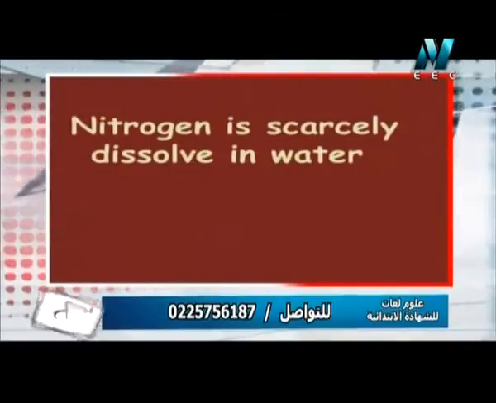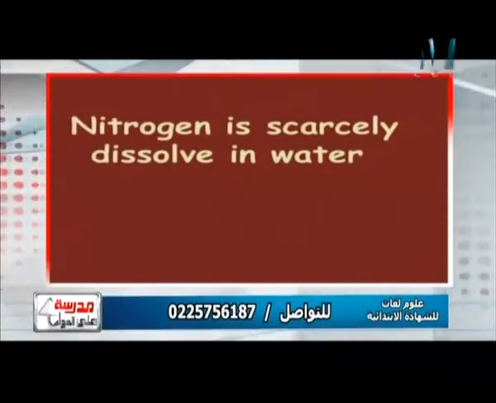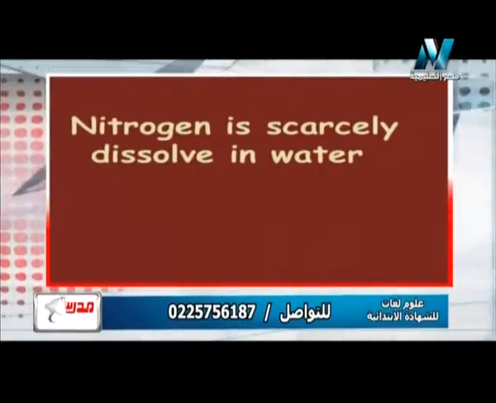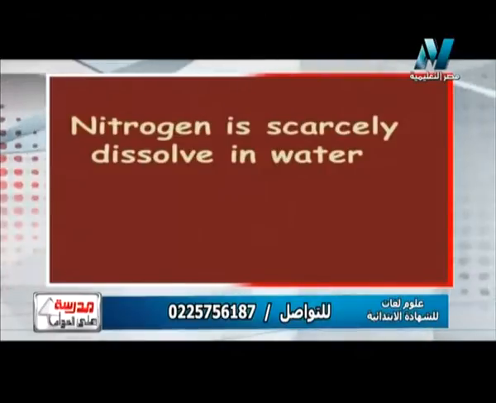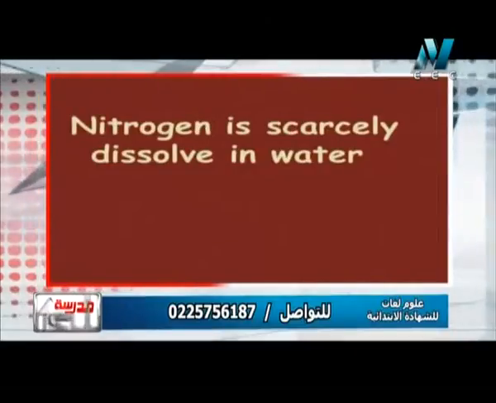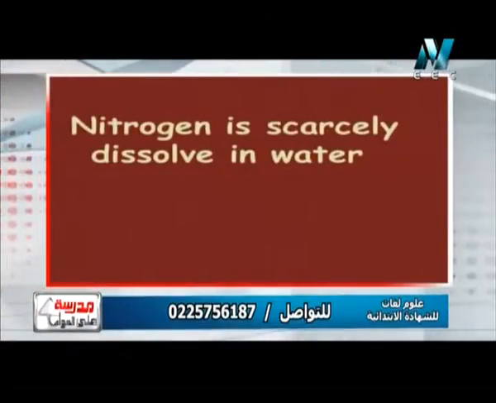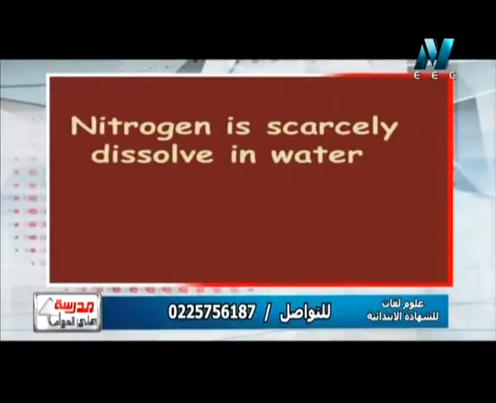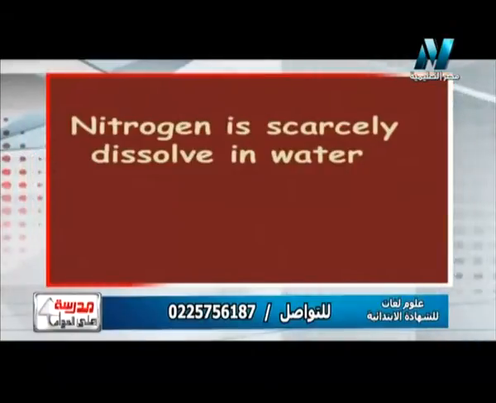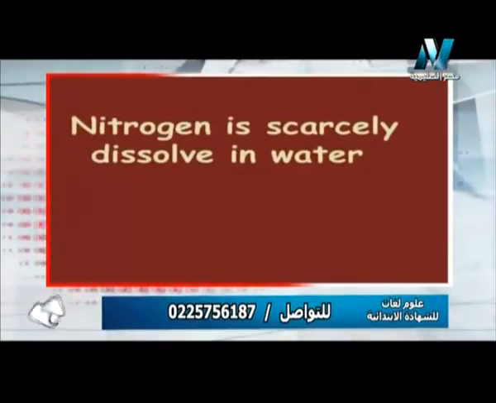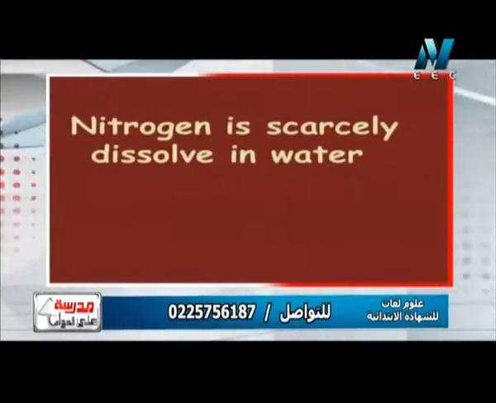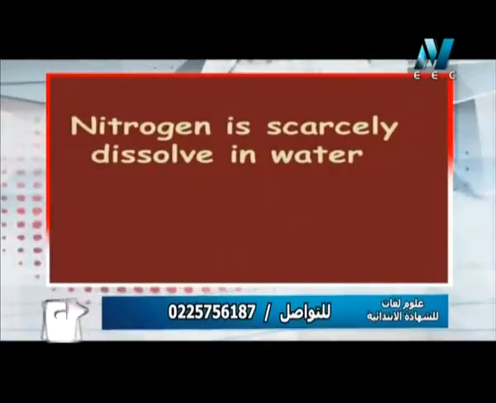Another property: nitrogen is scarcely dissolved in water. Why? Because we said that we can collect nitrogen gas by downward displacement of water, such as what happened in oxygen gas. We collect it by downward displacement of water exactly as with oxygen, because it is scarcely dissolved in water. So again, nitrogen is scarcely dissolved in water because we can collect nitrogen gas by downward displacement of water.